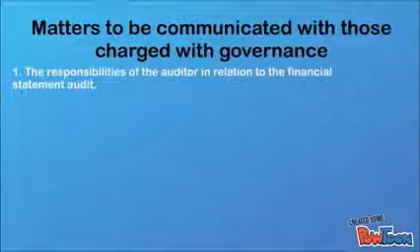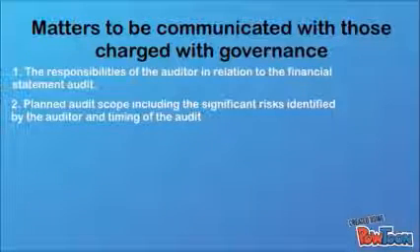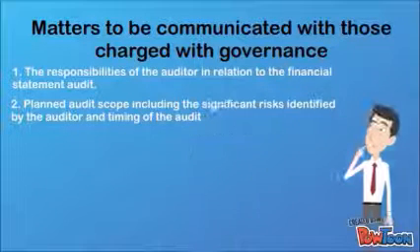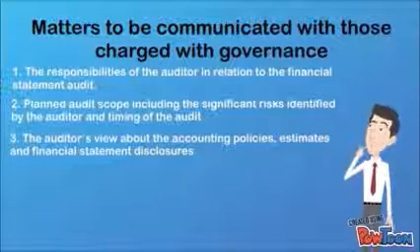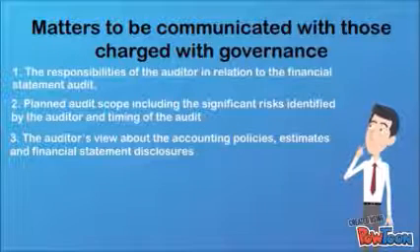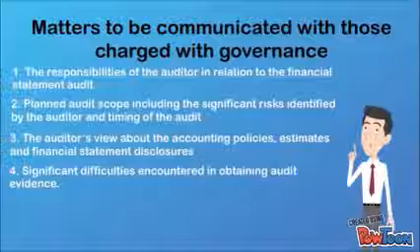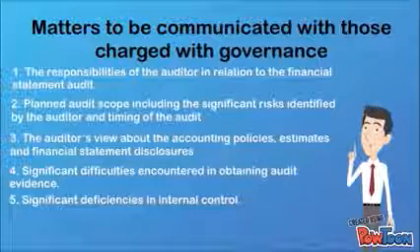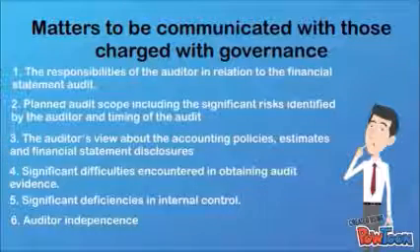First, the responsibilities of the auditor in relation to the financial statement audit. Second, the planned audit scope, including the significant risks identified by the auditor and timing of the audit. Third, the auditor's view about the accounting policies, estimates and financial statement disclosures. After that, significant difficulties encountered in obtaining audit evidence, significant deficiencies in internal control, and lastly, auditor independence.